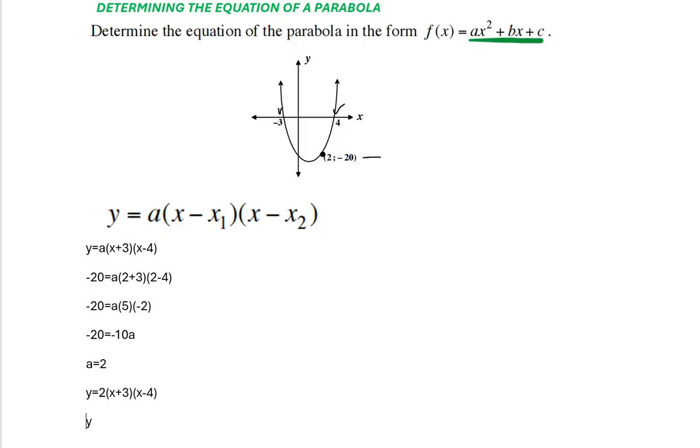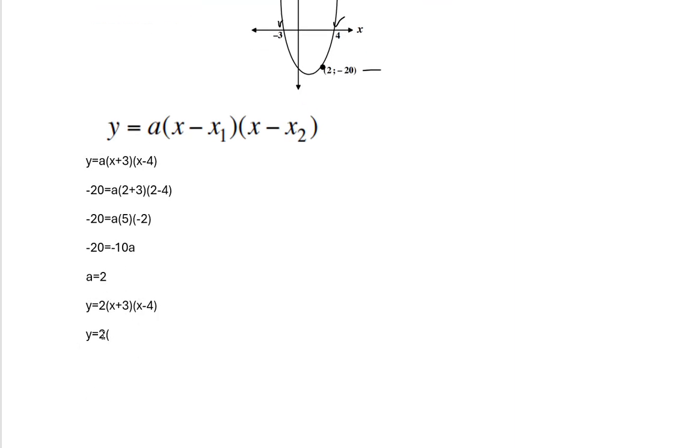So you can continue by multiplying the brackets. So y is equal to 2 times the brackets. You open the bigger brackets first: multiply the brackets first. Say x times x, you get x squared.